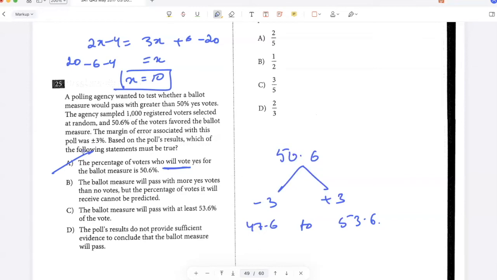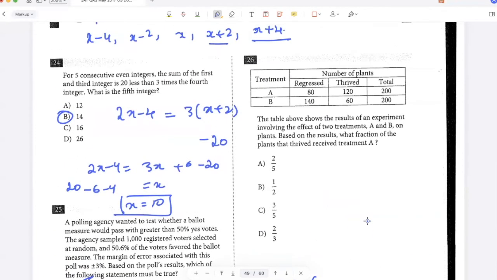No, we can't say that it will pass with more yes votes than no votes, because the margin of error also includes less than 50%. The ballot measure will pass with at least 53.6% of the vote. No, absolutely not. At least makes it sound that it can go to the right of this, which is not what it is saying. The poll's results do not provide sufficient evidence to conclude that the ballot measure will pass. Yeah, that's correct, because it's going from below 50 to above 50, so we can't say if it will pass.